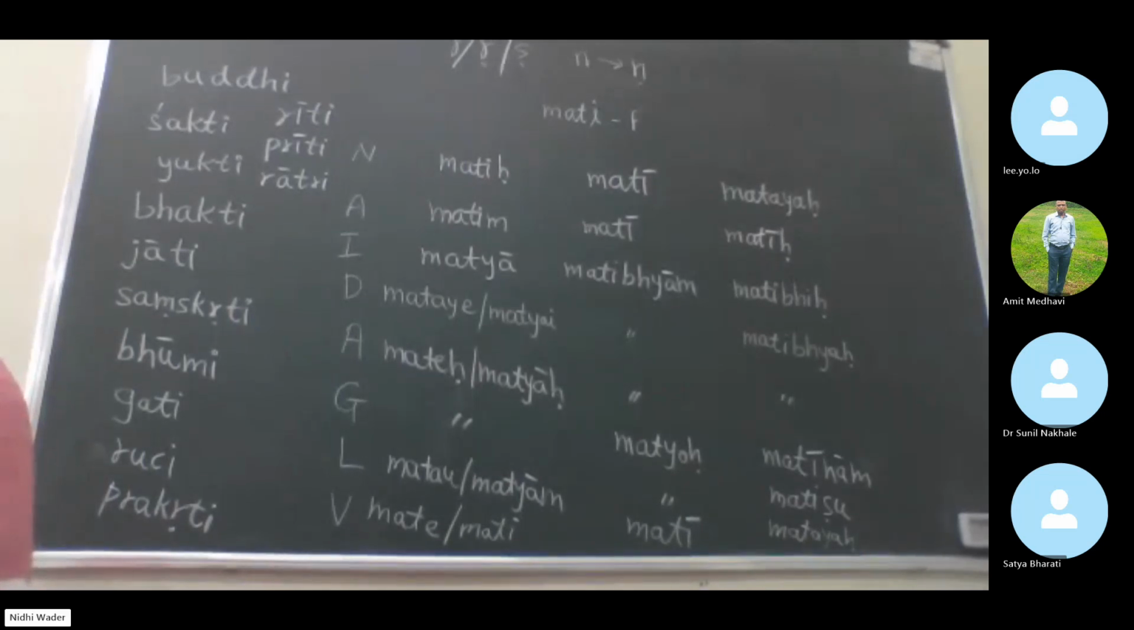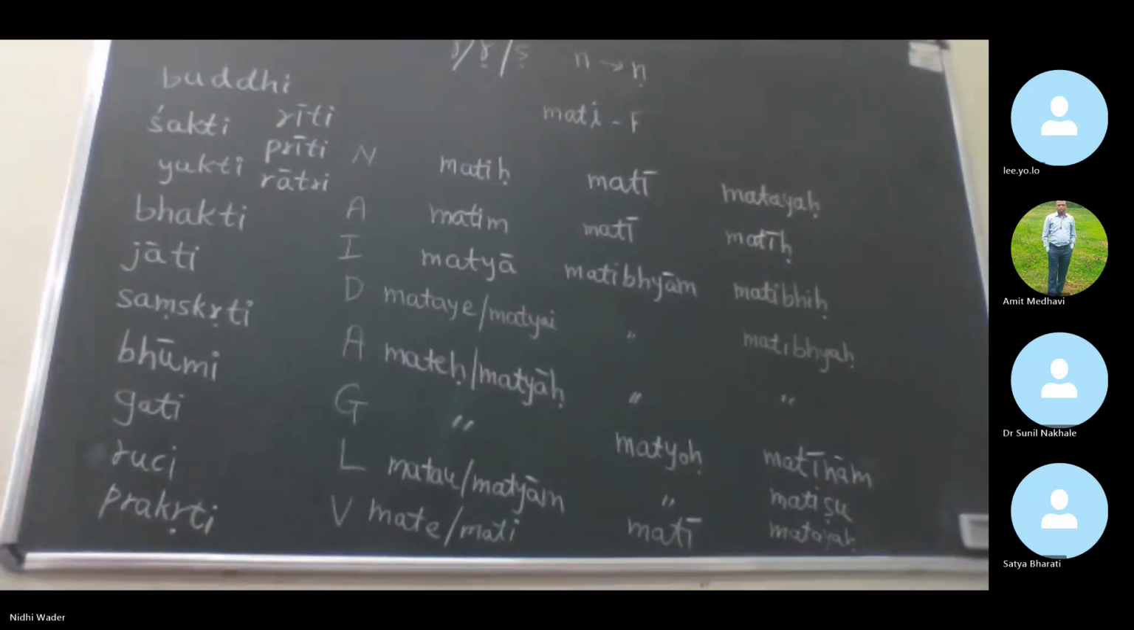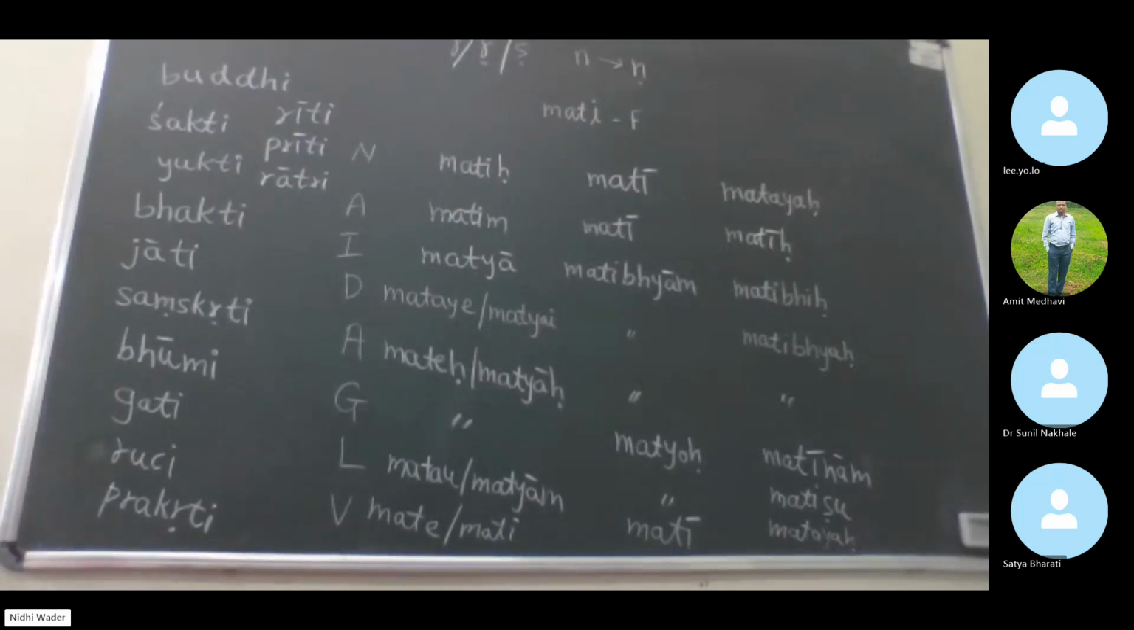Can we start finding out the meanings? What is the first word? Buddhi? Perception. Chit. There are many meanings again, the word buddhi. Shakti. Strength, power. Yukti? Trick, reason, idea. There are many meanings again.